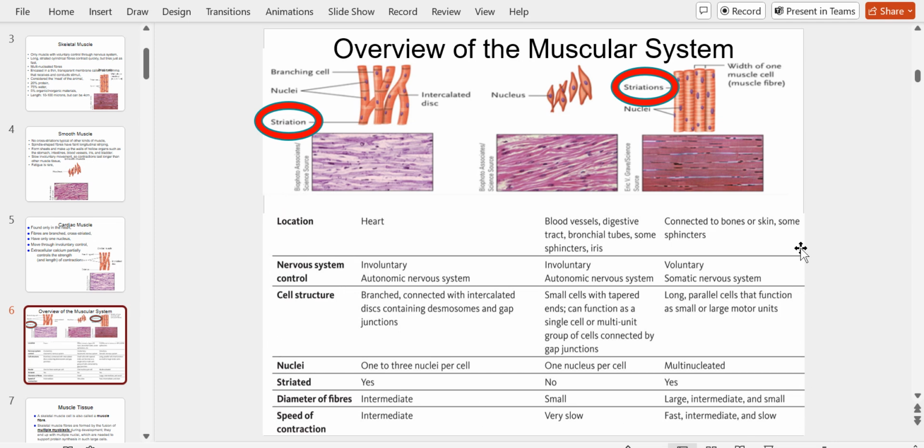Please pause the video and have a look at this. I'm going to try and make this as short as I can, but please make sure to pause the video, read all this. It just gives you the nice little summary of the three.